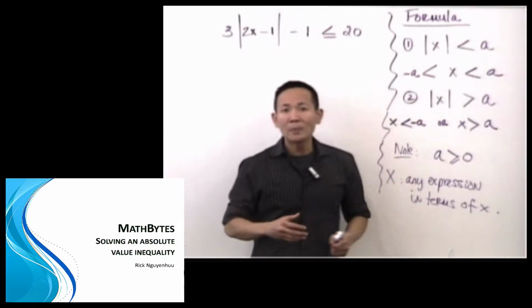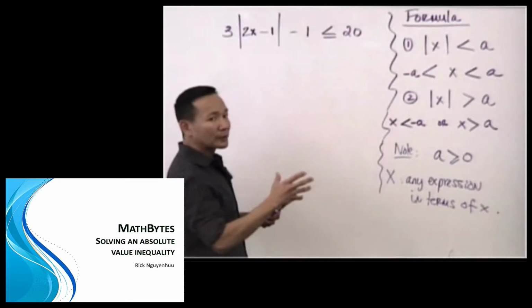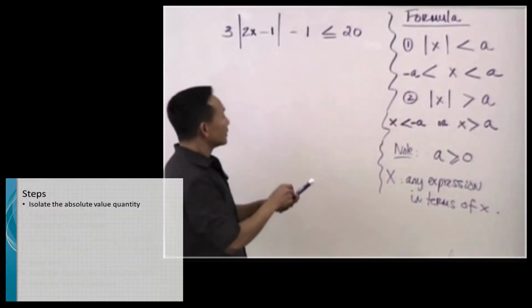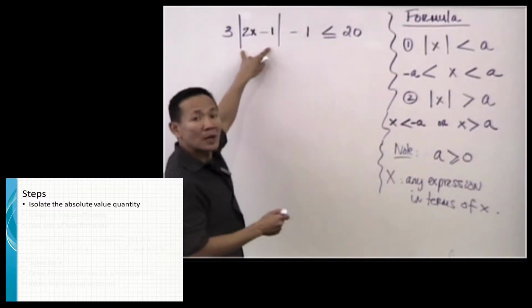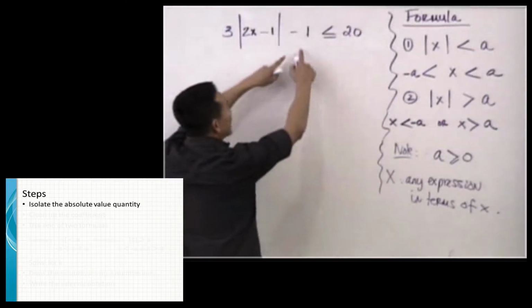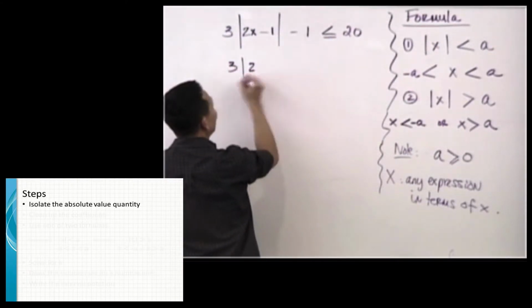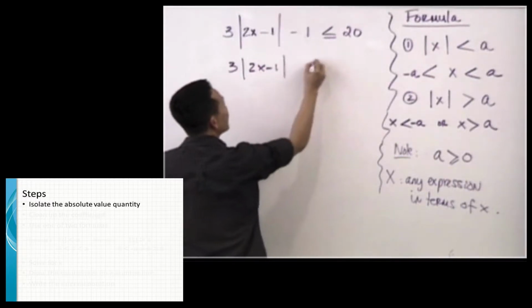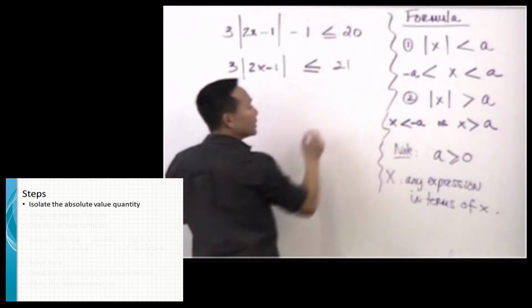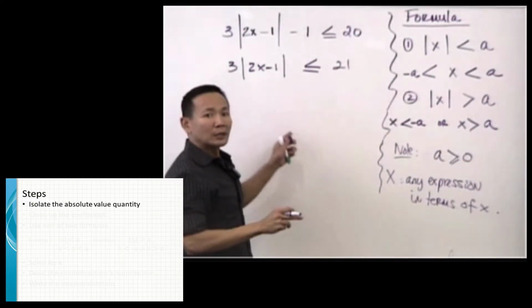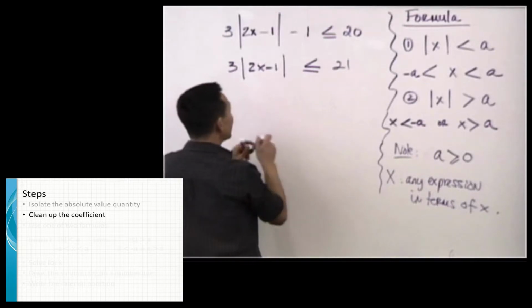Now let me take you back to this absolute value inequality, and I show you step by step how to solve. Okay. First, I would like to isolate this absolute value quantity. I add 1 to both sides of the inequality. I have 3 times the absolute value of 2x minus 1 less than or equal to 21. And then I want to clean up the coefficient. I divide both sides by 3.